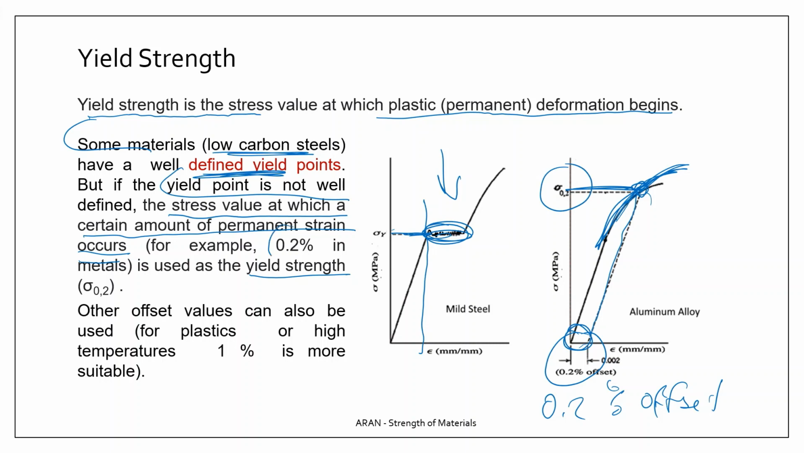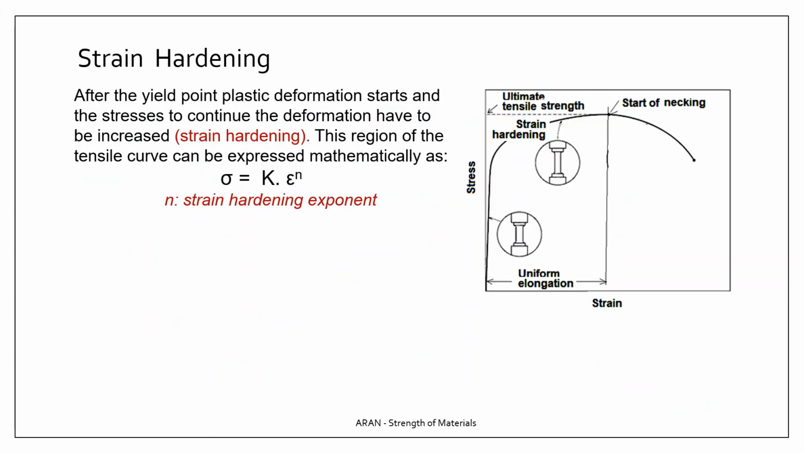You don't always have to take 0.2%. This is typical for metals, but if you take plastic materials or materials at high temperatures, you can take, for example, 1%, which is most suitable in these cases. Next, strain hardening. We know that after the yield point, the plastic deformation starts, and the stress to continue the deformation has to be increased. This is called strain hardening.